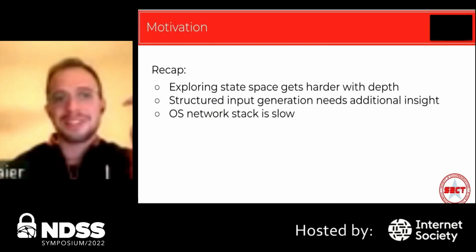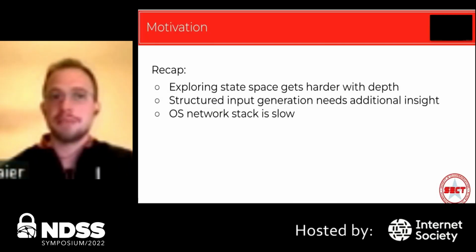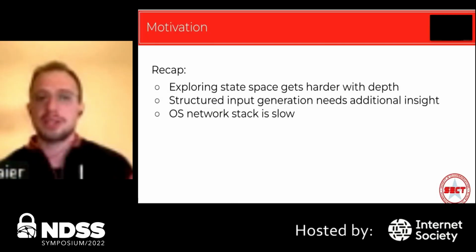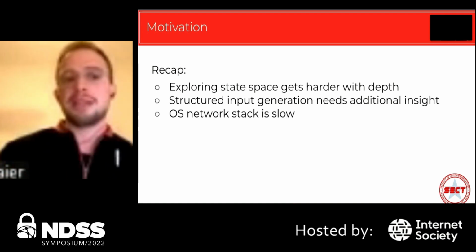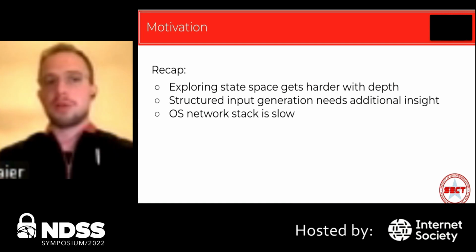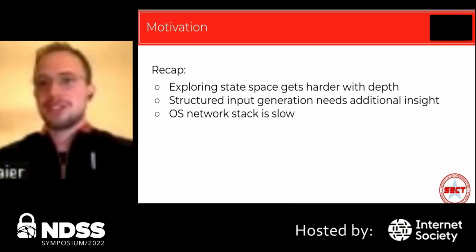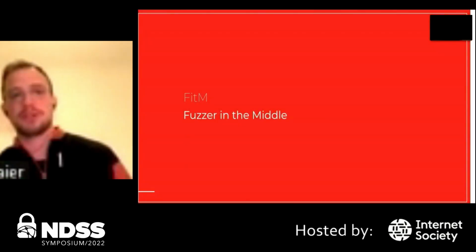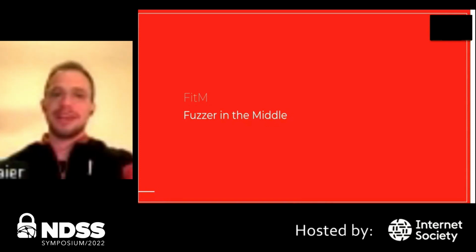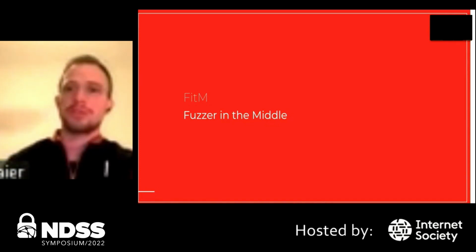To recap the pain points, exploring state spaces gets harder with depth. Structured input generation needs additional insight somehow. And it's a problem if you have an operating system network stack in the middle because it's slow. So what we did was we came up with a novel way to fuzz, which is called FitM, the fuzzer in the middle. And Otto is going to talk you through it.